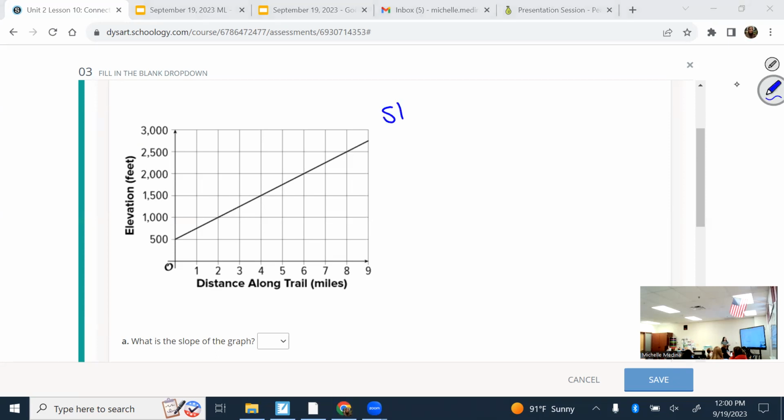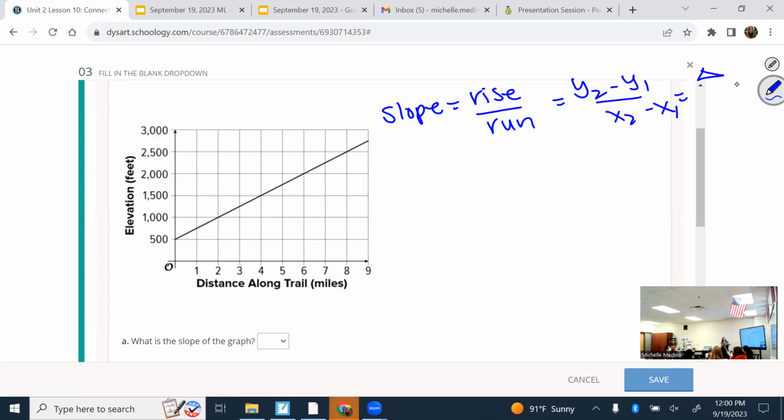Slope can be represented a lot of ways, I'll tell you them briefly. It could be rise over run. It could be y2 minus y1 over x2 minus x1. It could be change in y divided by change in x, lots of ways. I would use each one in different situations. For graphs, I'd probably use rise over run.